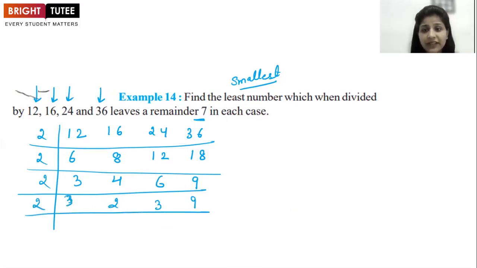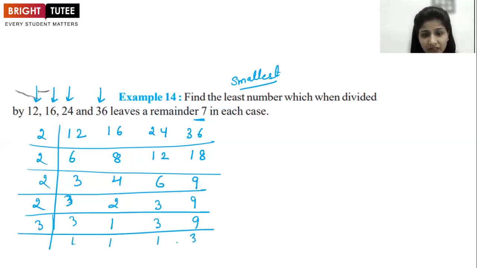Again with 2 because we still have one multiple of 2. So 3, 2 1s are 2, 3 and 9. Others I have copied as they are. So now I see there are multiples of 3. 3 1s are 3, 1 as it is, 3 1s are 3 and 3 3s are 9. So the last prime factor would be 3 that we divide by, and we get 1, 1, 1 and 1.